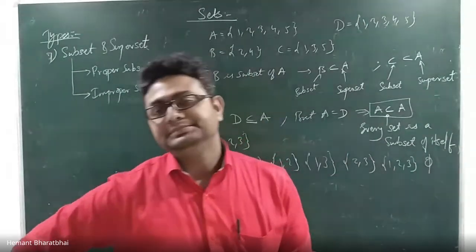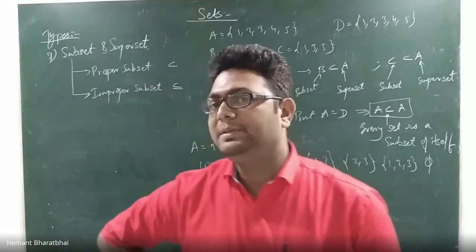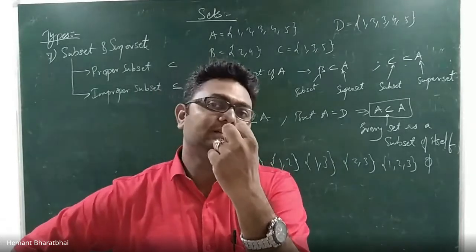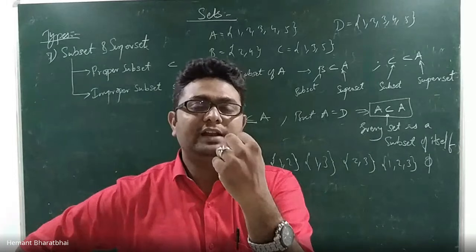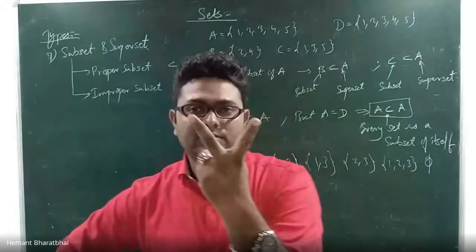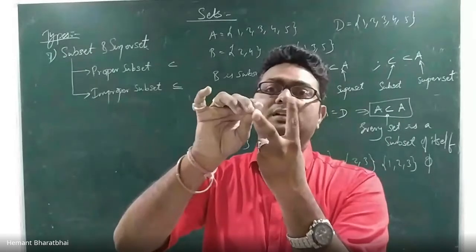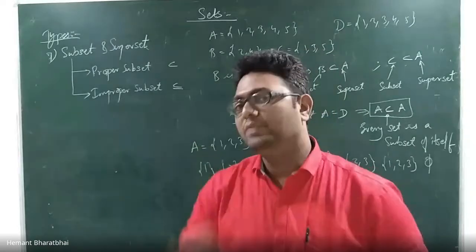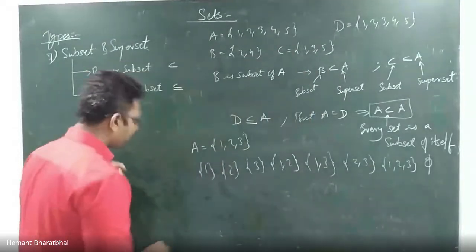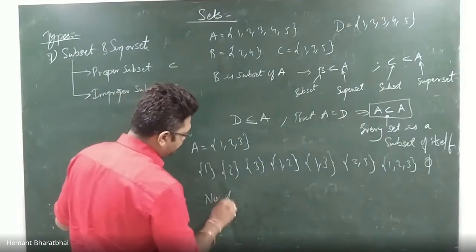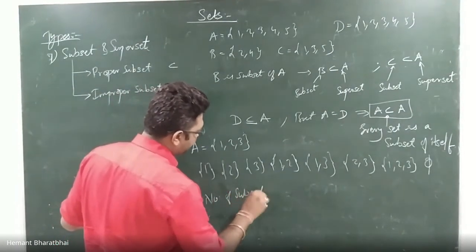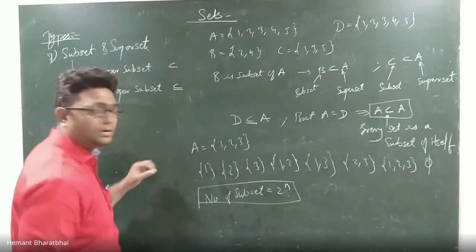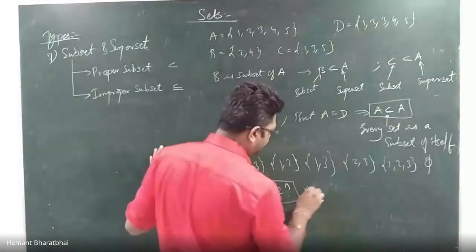So at minimum, how many subsets will be there? One is that every set is a subset of itself, and second is the null set. So every time, for any kind of set, these two subsets will always be there: one is a null set, the other is the set itself. Okay, so minimum two will be there, and therefore I can say number of subsets is equal to 2 raised to n. So what is n? n is nothing but the number of elements.